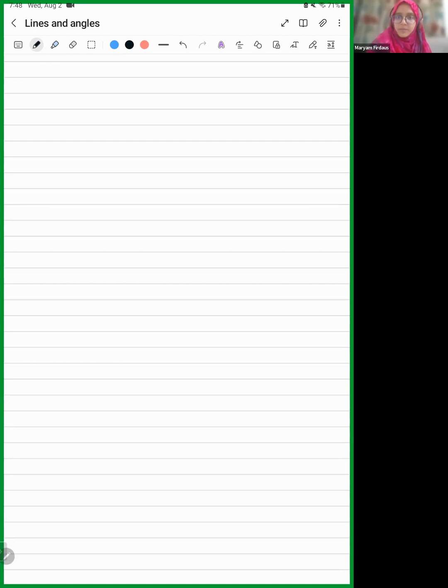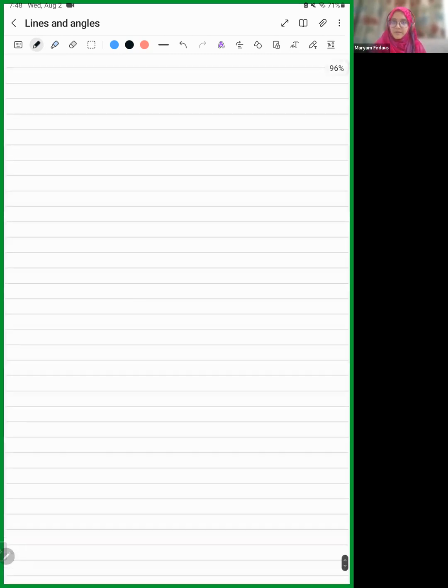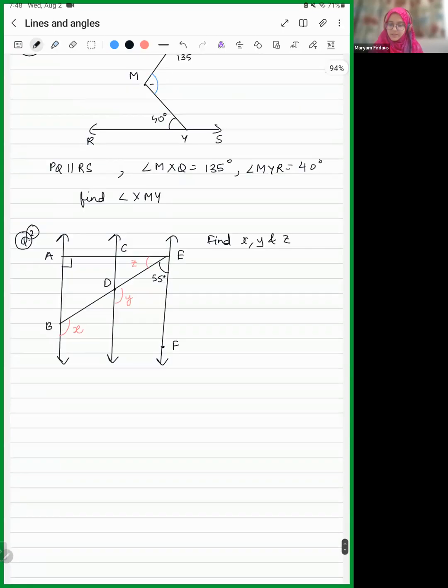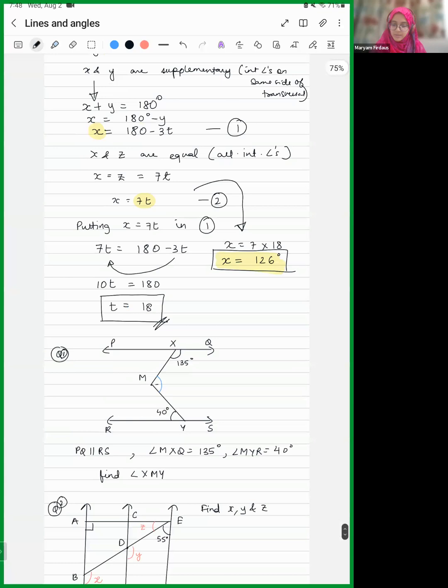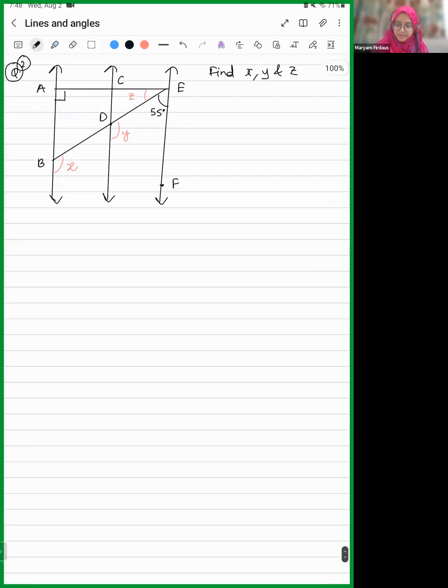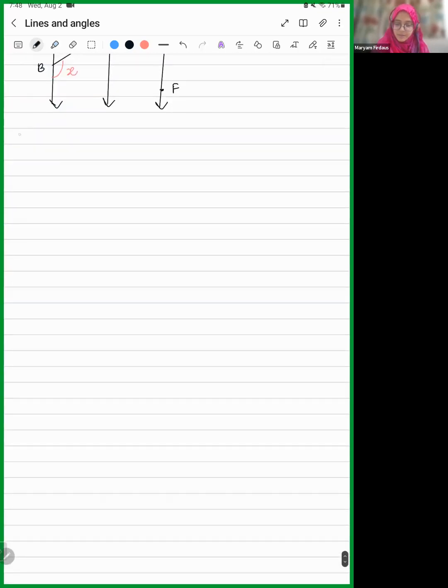Now, let's come to the exercise. We have done the first question in the exercise, I believe. Let's come to the second one. This exercise is pretty easy, okay?